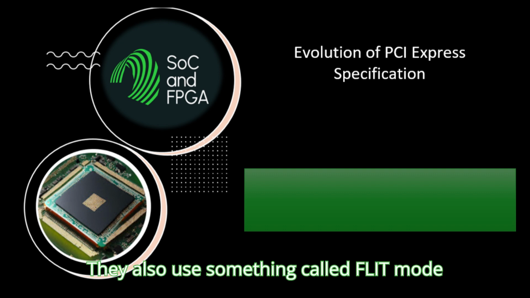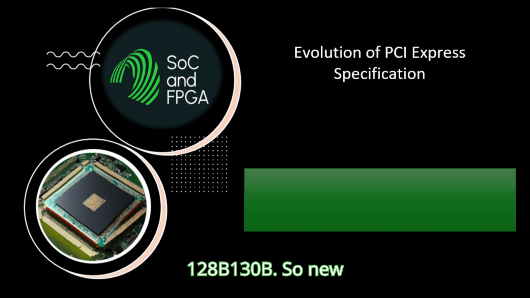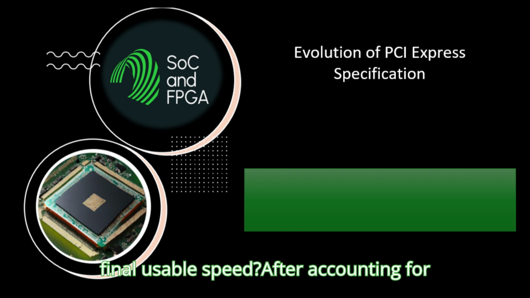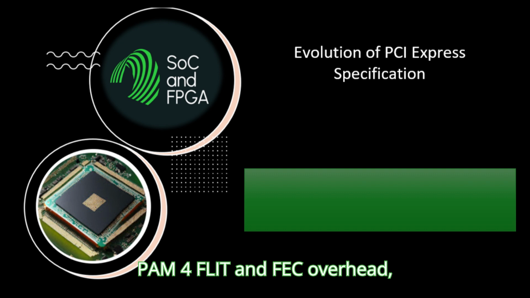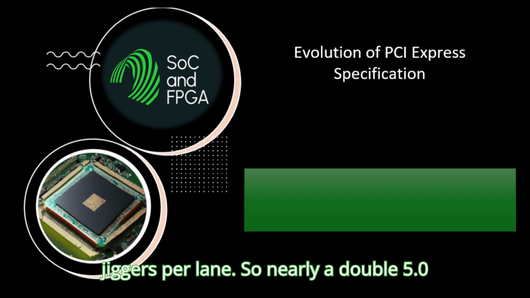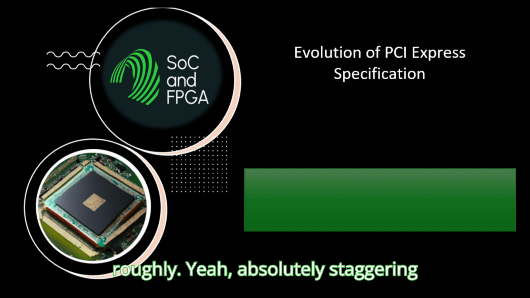They also use something called FLIT mode encoding, which is different from 128b/130b. So new signaling, error correction. What's the final usable speed? After accounting for PAM4, FLIT, and FEC overhead, the effective bandwidth is around 7.56 gigabytes per second per lane. So nearly double 5.0 again. That's 121 gigabytes per second for x16. Roughly, yeah, absolutely staggering speeds.